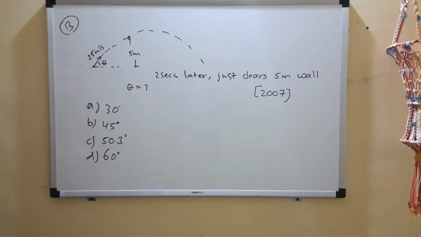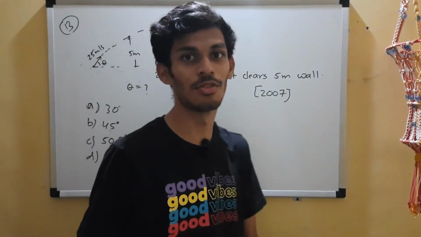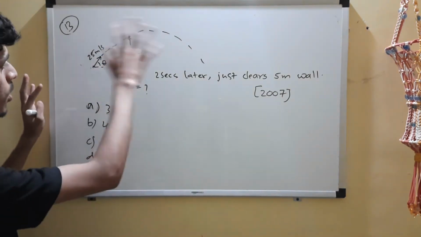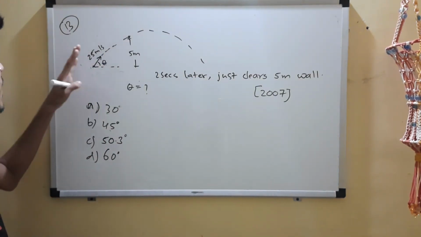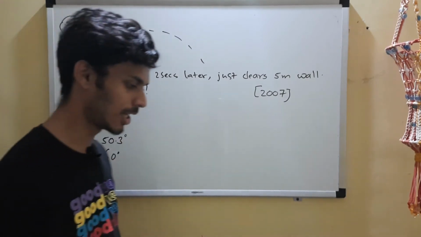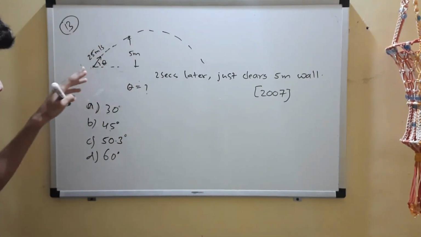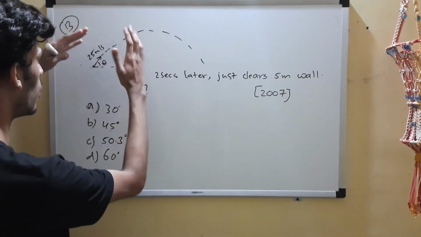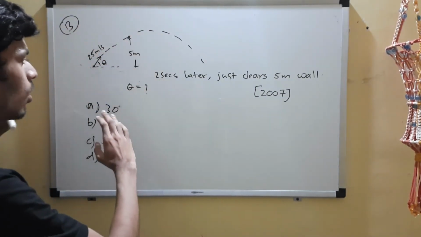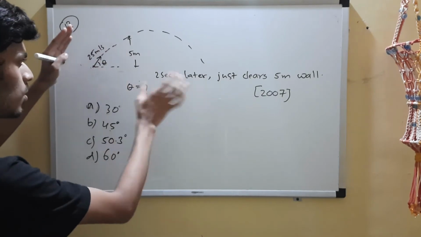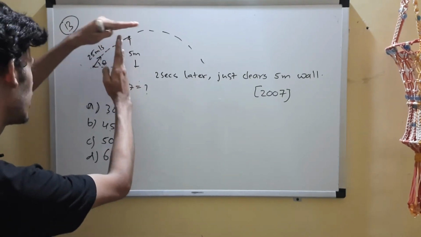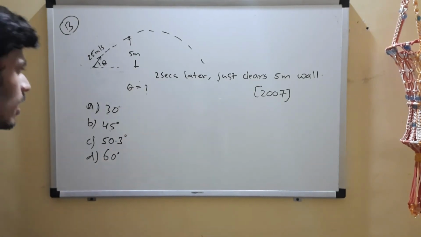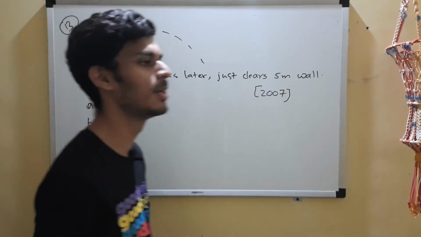So question 13 over here is an old BITSAT question, from 2007. Here you have a projectile motion as usual. The projectile is projected at a speed of 25 meters per second, making an angle theta with respect to the ground. Here you have a wall in between. The wall is 5 meters tall. After 2 seconds, this projectile will just clear that wall. So you have to find that theta. Now some of you might be very confused, right?